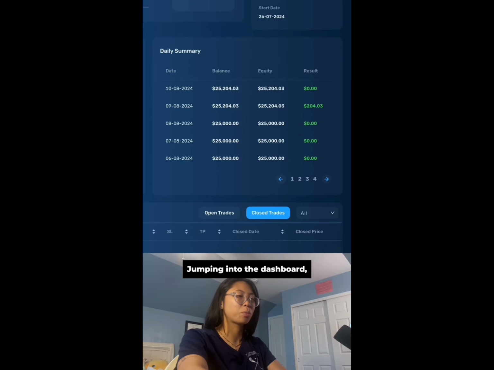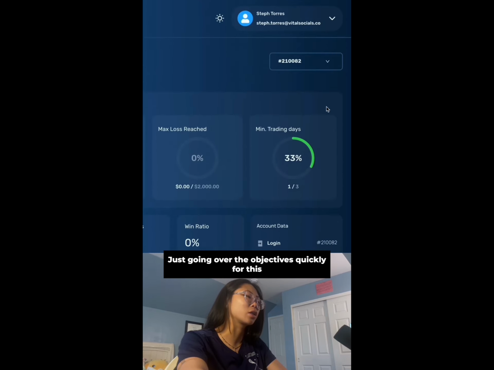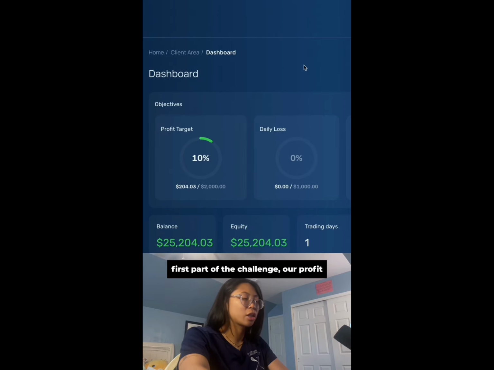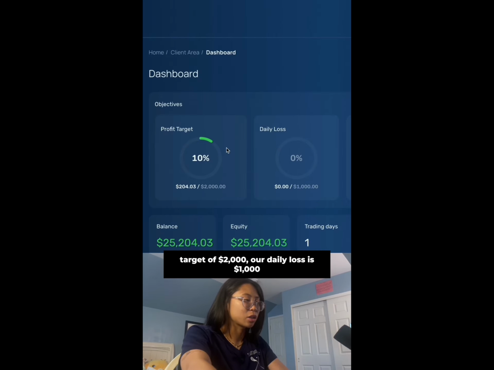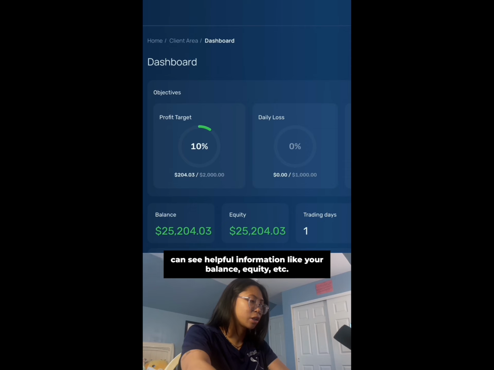Jumping into the dashboard, I placed one trade this week on Thursday, and that trade won $204.03, as you can see here. Just going over the objectives quickly. For this first part of the challenge, profit target of $2,000. Our daily loss is $1,000, which means that the most I could lose in a day is $1,000, and our max loss reached is $2,000. So the whole challenge, I can only lose $2,000. There's a minimum of 3 trading days, and here you can see helpful information like your balance, equity, etc.